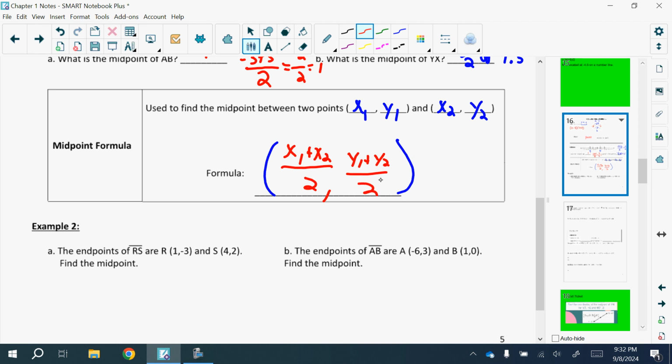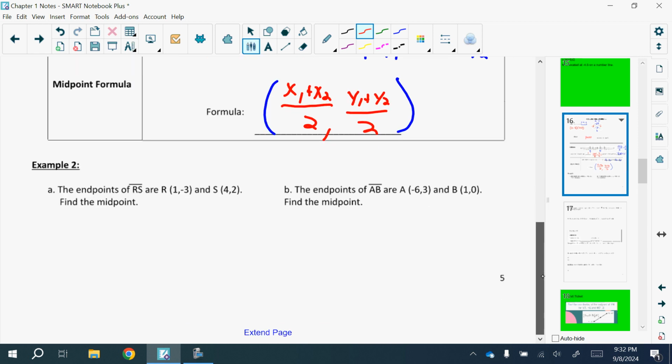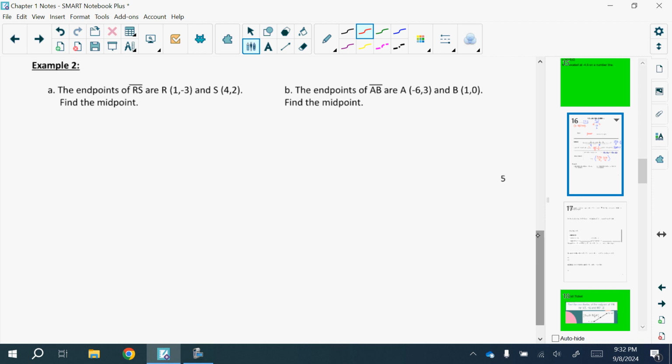Okay, so we'll do one more example for this video. So on 2a, it says the endpoints of RS, and we can draw a number line if it helps, or a graph. It's not necessary, but you can if the visual helps you. So R is at (1, negative 3), so 1, 1, 2, 3. It's right here, that's R. And S is at (4, 2), so 1, 2, 3, 4, 1, 2. So that's going to be right there.